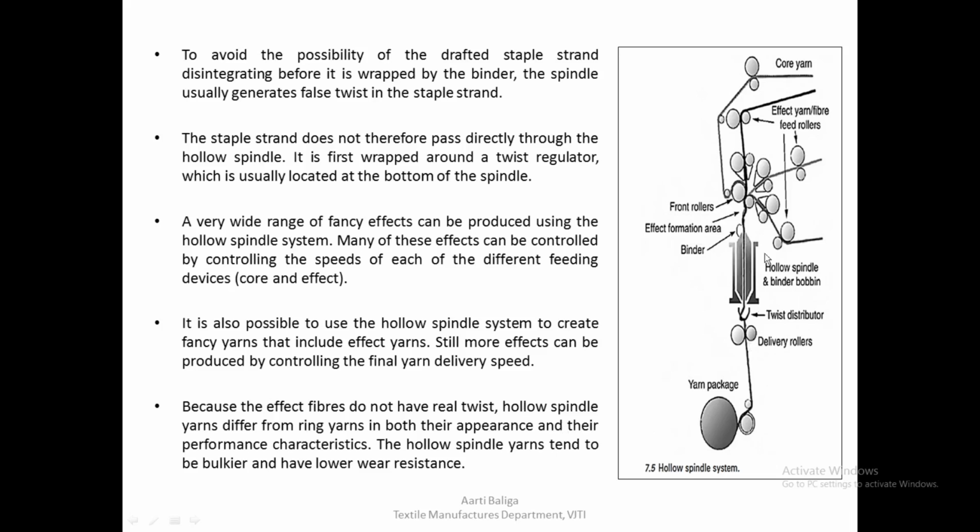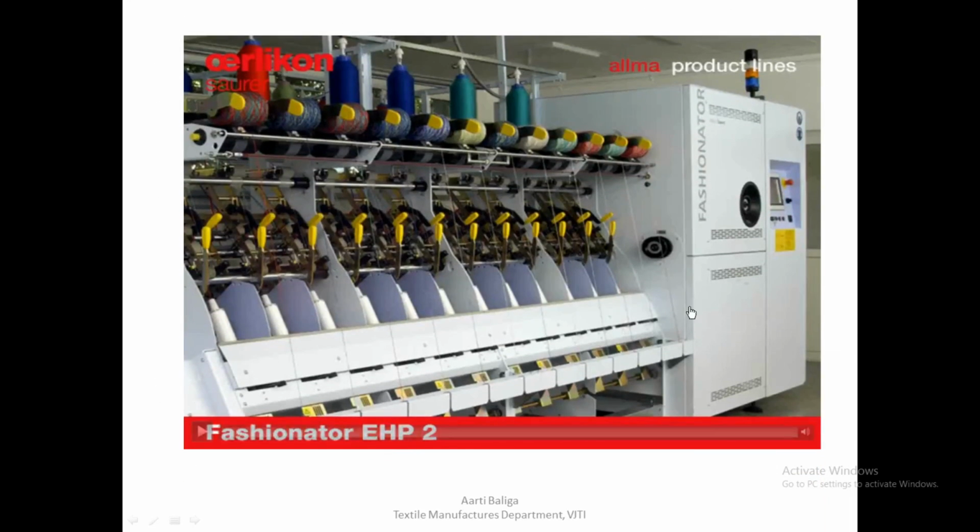But in this case, as we can see here, whatever effect and ground yarns are brought together over here, they are not twisted amongst each other but are immediately and directly twisted by the binder yarn, and they are kept in place. So there is a significant difference in the structure of the yarn produced by both these methods, and therefore the yarns produced by the hollow spindle technique would be bulkier, of course, but will also have a lower wear resistance.